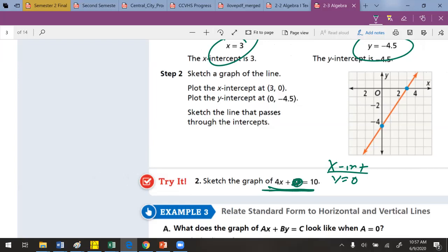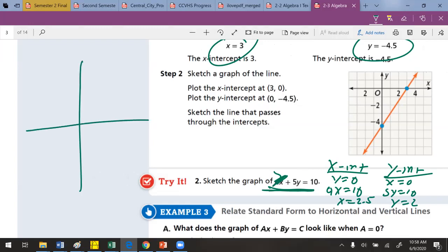So the y goes bye-bye, 4x equals 10. x equals 10 over 4, which in this case is going to be 2.5. Now let's find the y-intercept. And to find the y-intercept, x has to be 0. Well, in this case, the x goes bye-bye. I'm left with 5y equals 10. Therefore, y equals 2. Well, let's graph it real quick, okay?